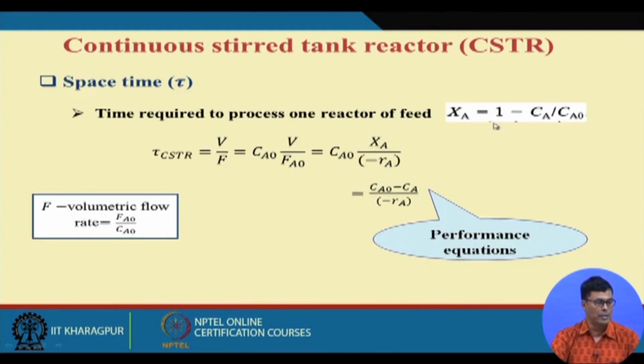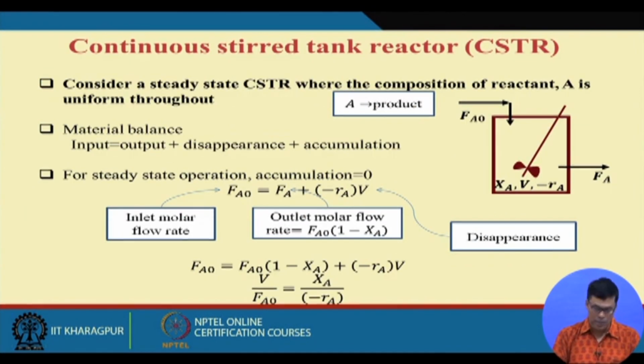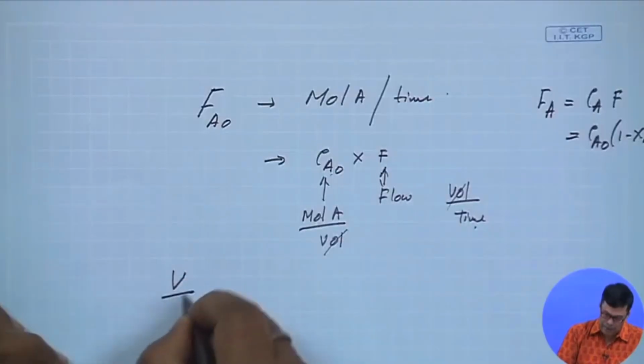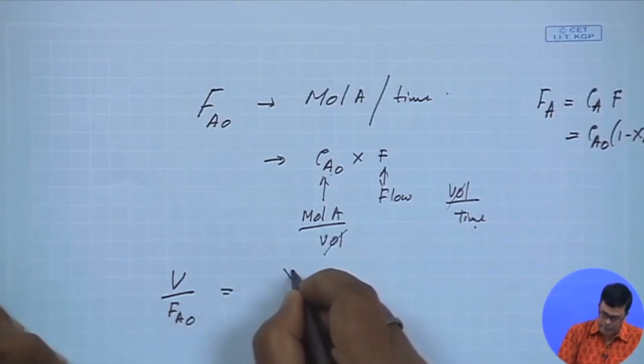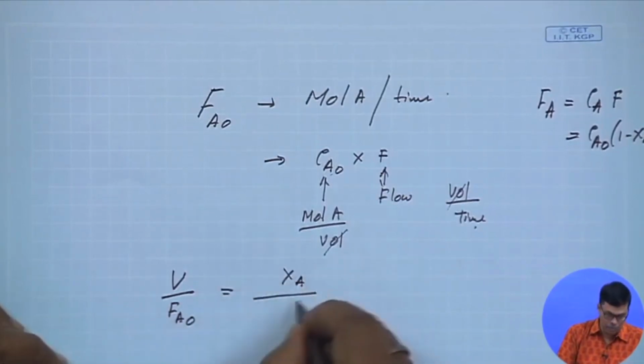Then Xa, this I told you, is Ca0 minus Ca by Ca0, the fraction of A that is converted. And finally, what was the previous equation we have? You see we have F by Fa0 equal to Xa by minus Ra.